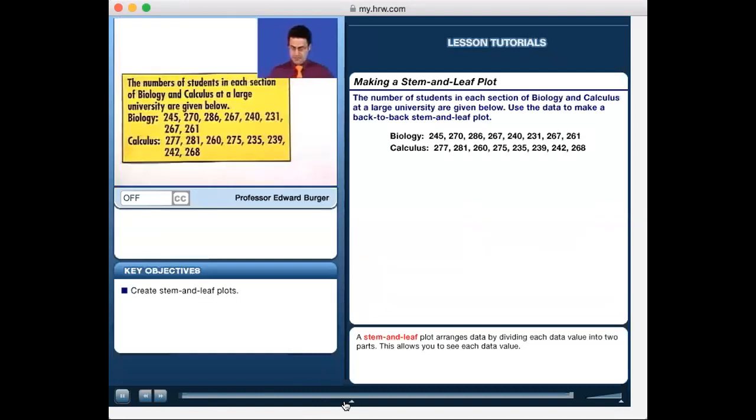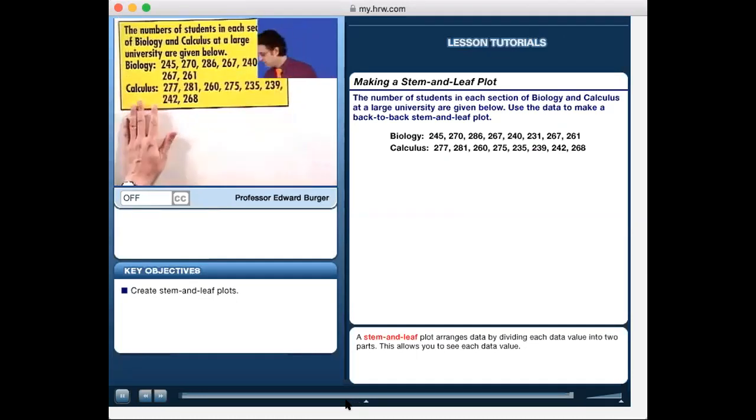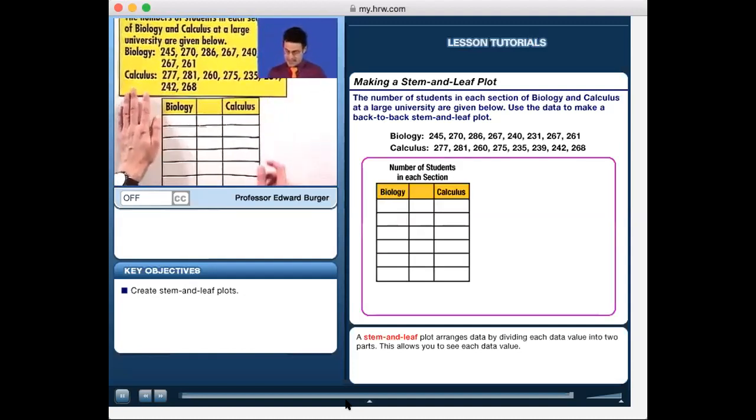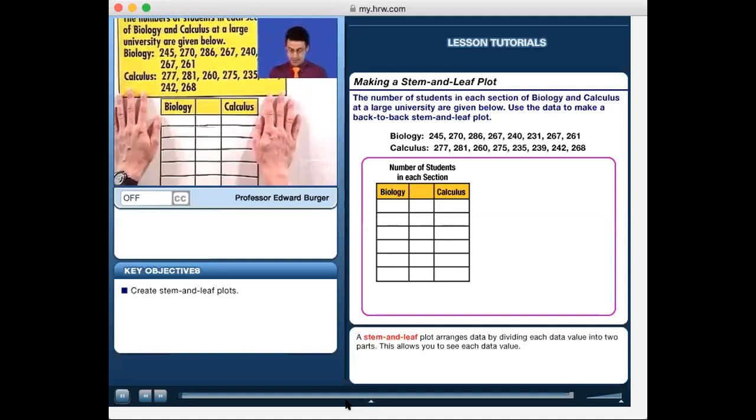The numbers of students in each section of biology and calculus at a large university are given by these huge numbers. So biology, different sections, 245, 270, 286, and so forth. Calculus, 277, and so on. How can we make sense of this data and see clustering? Well, since there are 2 data sets here, what we could do is what's called, you've guessed it, a back-to-back stem and leaf plot.